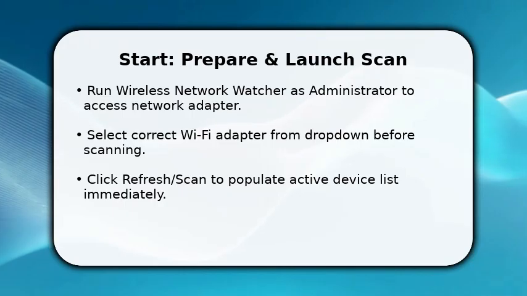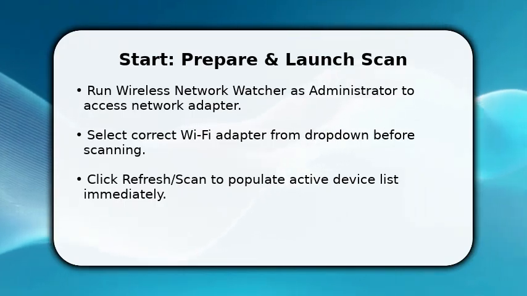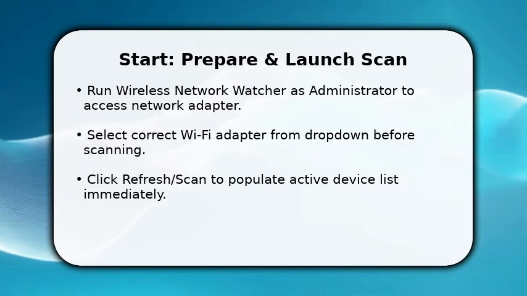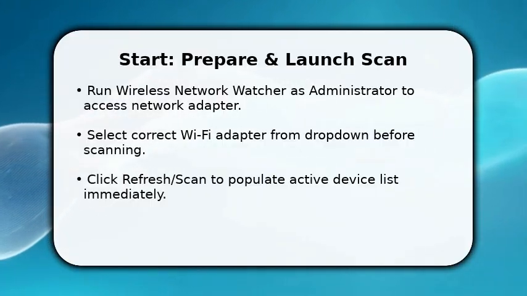You begin by opening Wireless Network Watcher and running it with elevated rights so you see all local traffic. Once launched, choose the exact wireless adapter tied to your network, then hit refresh to start scanning. You want a live snapshot now. The app will enumerate IPs, MAC, and host names.